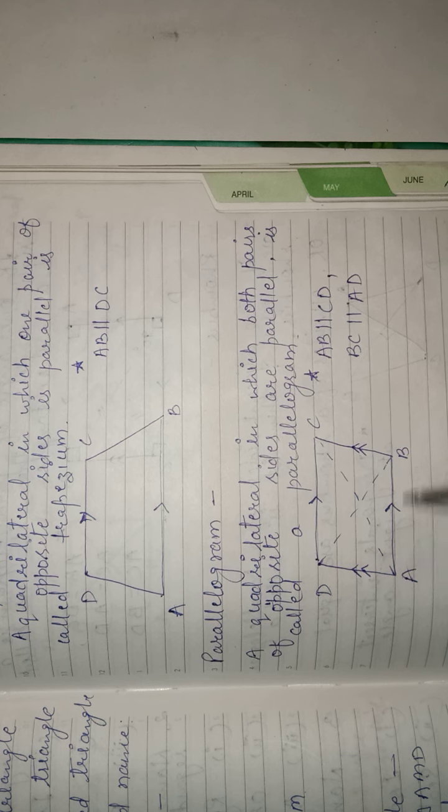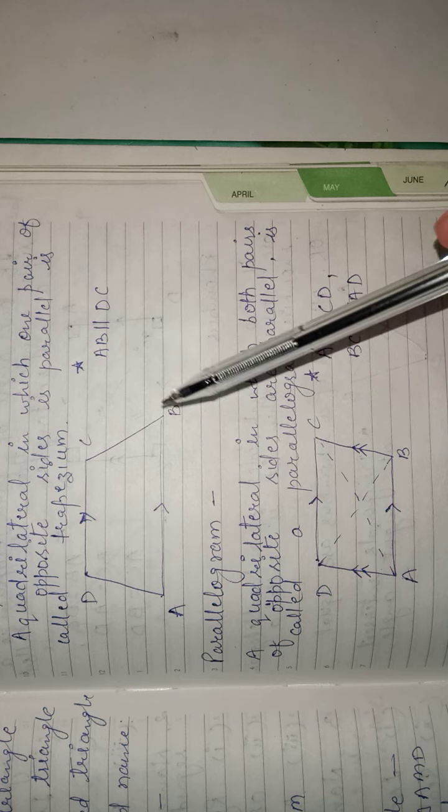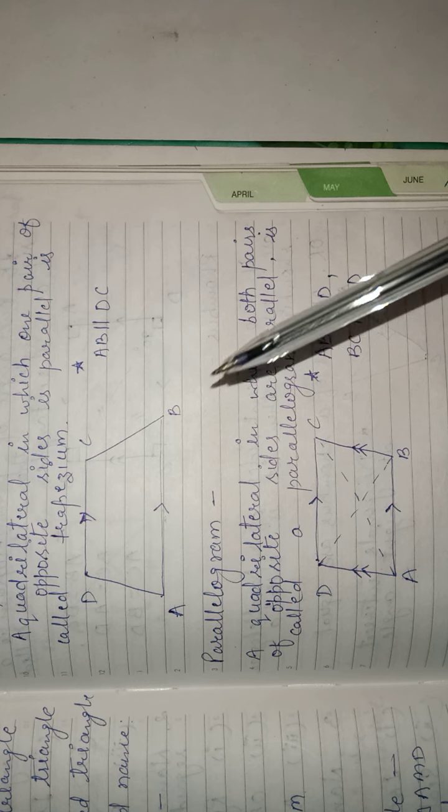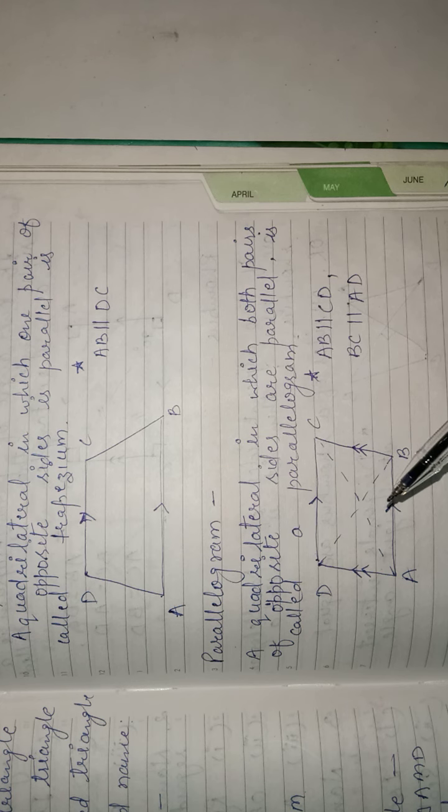Here we can see that AB is parallel to CD and AD is parallel to BC. So a quadrilateral in which both pairs of opposite sides are parallel is called a parallelogram. So students, here is one difference between a trapezium and a parallelogram. In a trapezium we get one pair of opposite sides that are parallel, and in a parallelogram we get two pairs of opposite sides that are parallel.